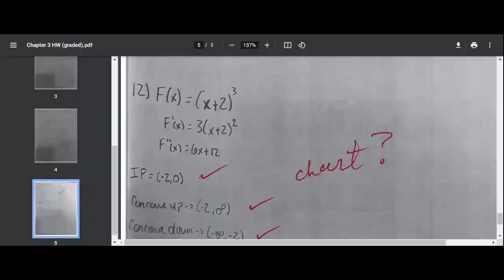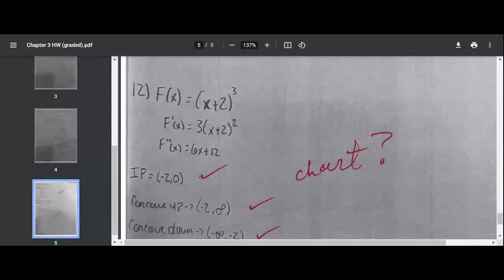Graphing example using all critical points. It's in section 3.5. It's the third to the last one. Well, excuse me, for you, second to last one because one's hidden, but it's graphing example using all critical points.